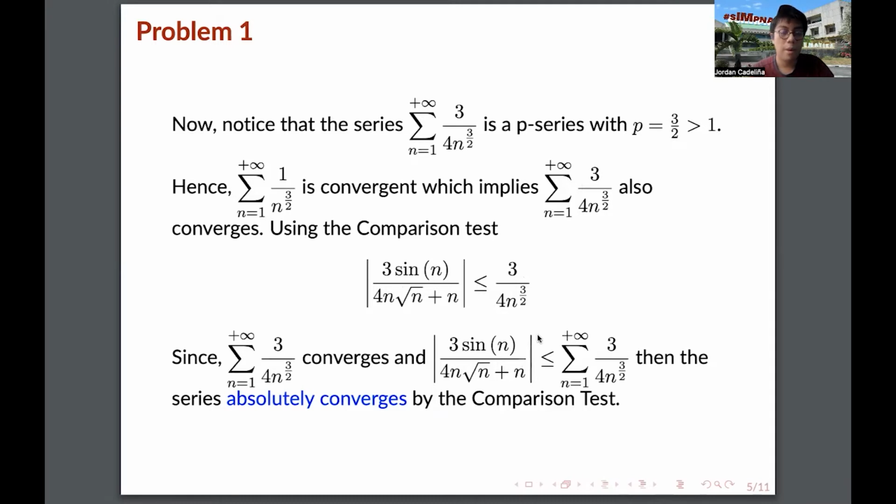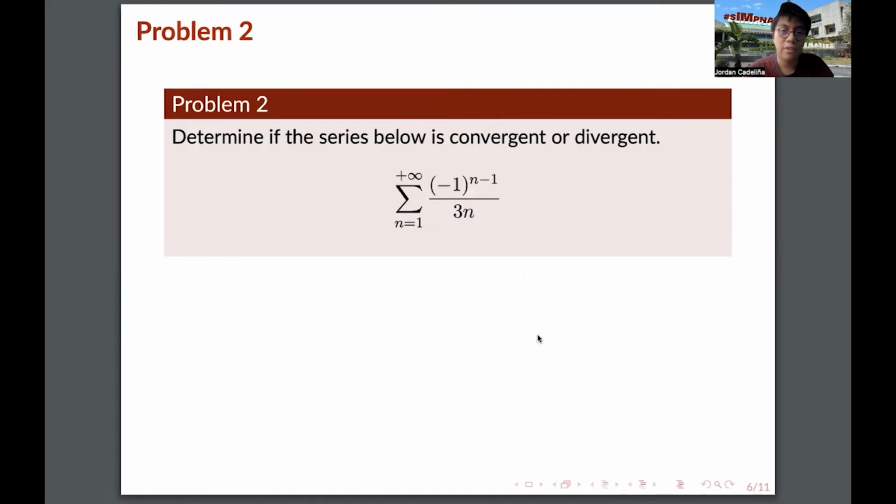Okay, let's proceed with problem number 2. Determine if the series below is convergent or divergent. So we have summation n equals 1 to positive infinity, negative 1 raised to n minus 1 all over 3n. So pause ulit kung gusto nyo isolve, then we'll show the solution later. Okay, so here's the solution.